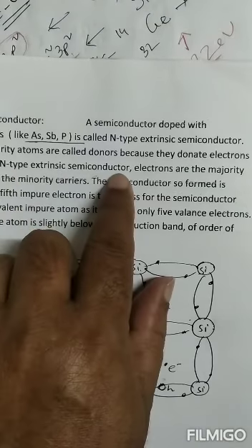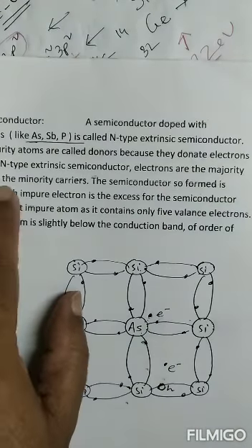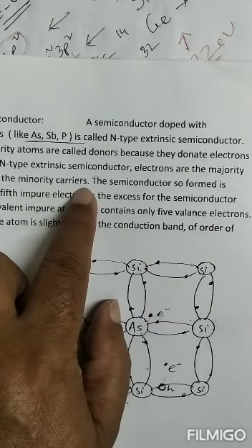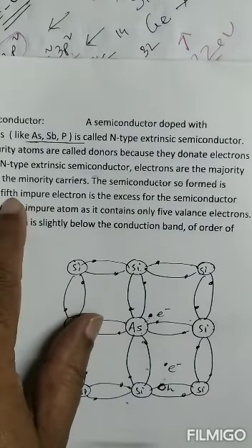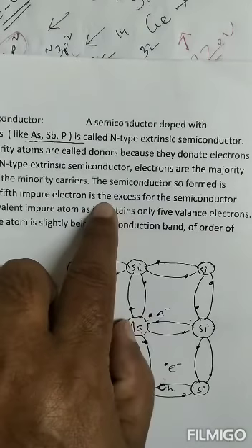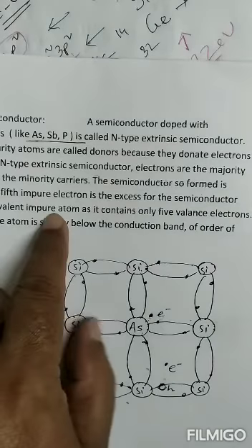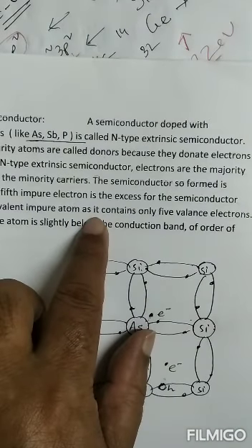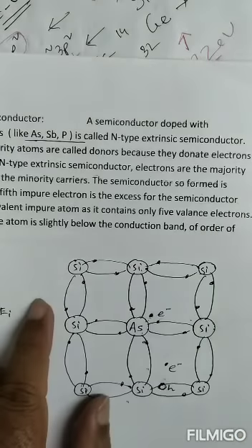In an n-type extrinsic semiconductor, electrons are the majority charge carriers and holes are the minority charge carriers. The semiconductor so formed is electrically neutral, as the fifth impure electron is excess for the semiconductor but not for the pentavalent impurity atom, because it contains only 5 valence electrons.